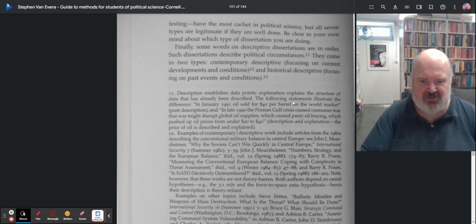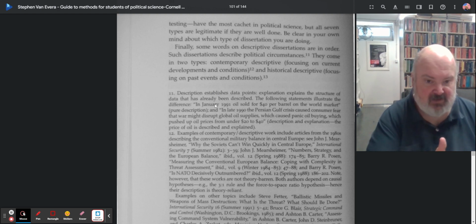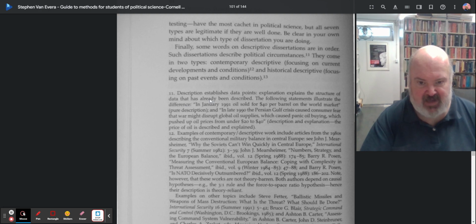Explanation explains the structure of data. So description establishes data points. Explanation explains the structure of data that has already been described. The following statement illustrates the difference. On January 19, 1991, oil sold for $40 per barrel on the world market.